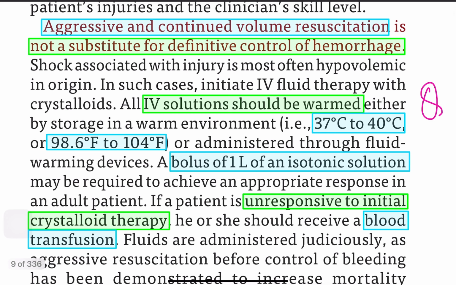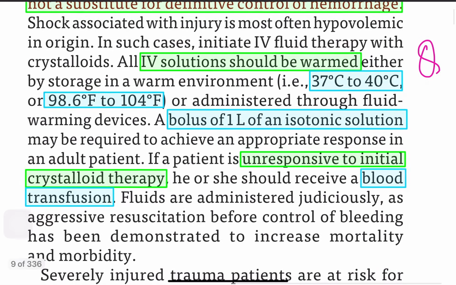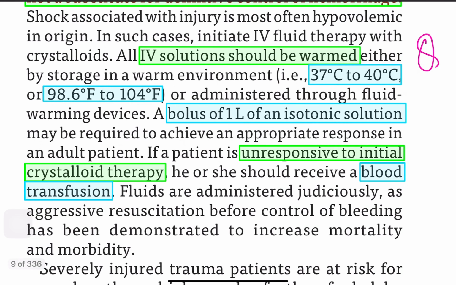And when we give IV solution, it should be warm. The temperature should be in between 37 to 40 degrees Celsius, or in Fahrenheit it will be 98.6 to 104. You can remember this as our normal temperature to high grade fever, 98.6 to 104 or 37 to 40. Okay. And how much fluid should be given as a bolus? 1 liter. This can be asked. Okay. 1 liter of isotonic solution.